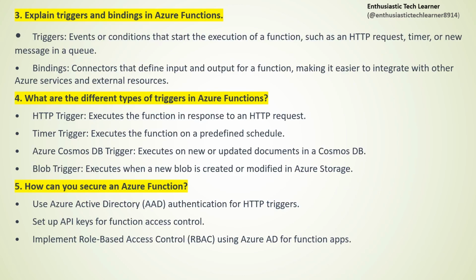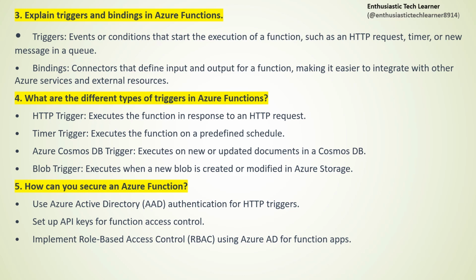Explain triggers and bindings in Azure Functions. Triggers are events or conditions that start the execution of a function, such as an HTTP request, timer, or new message in a queue. Bindings are connectors that define input and output for a function, making it easier to integrate with other Azure services and external resources.